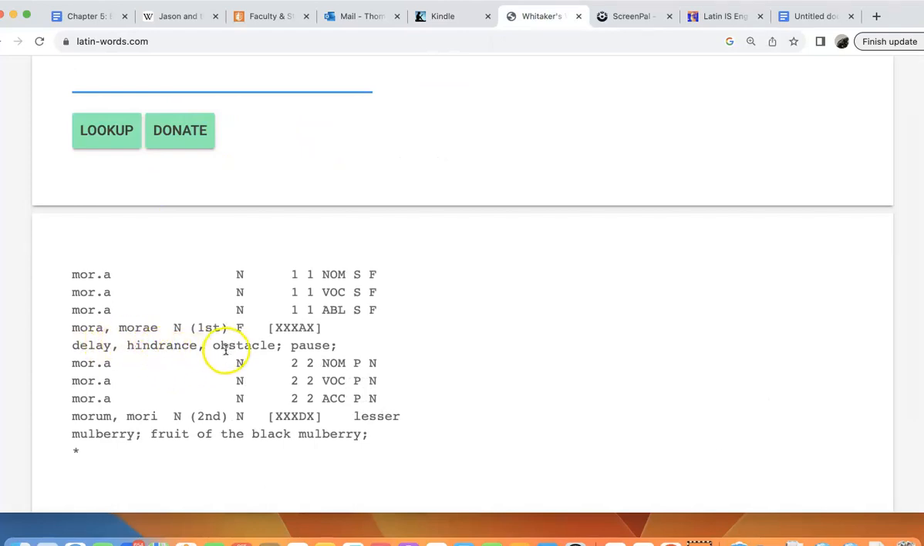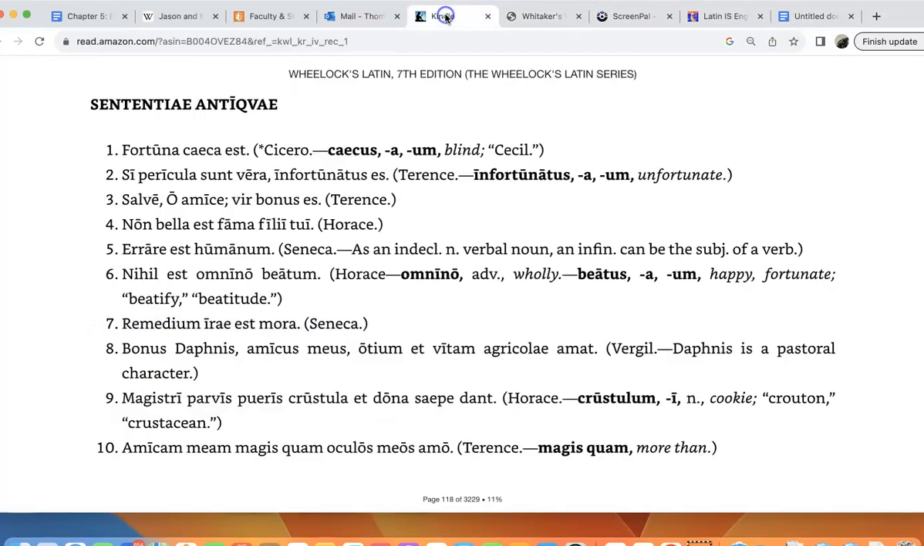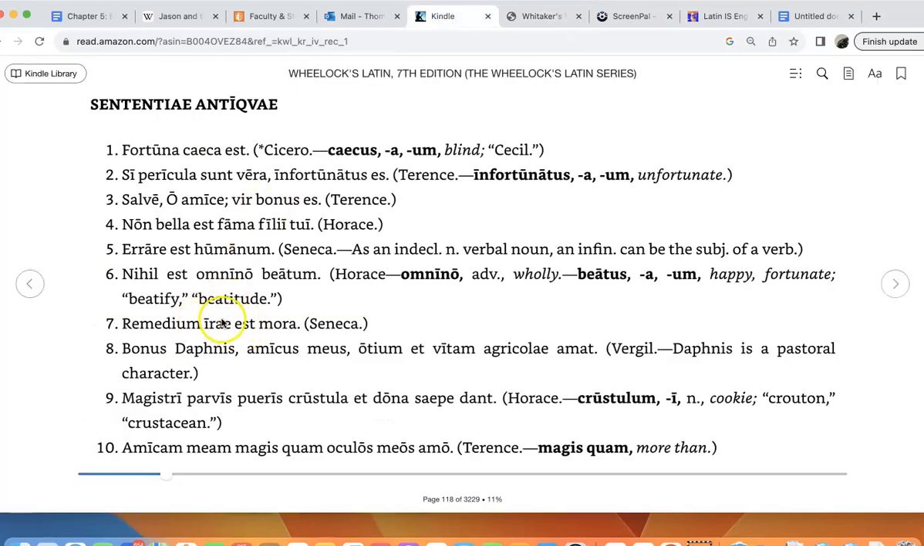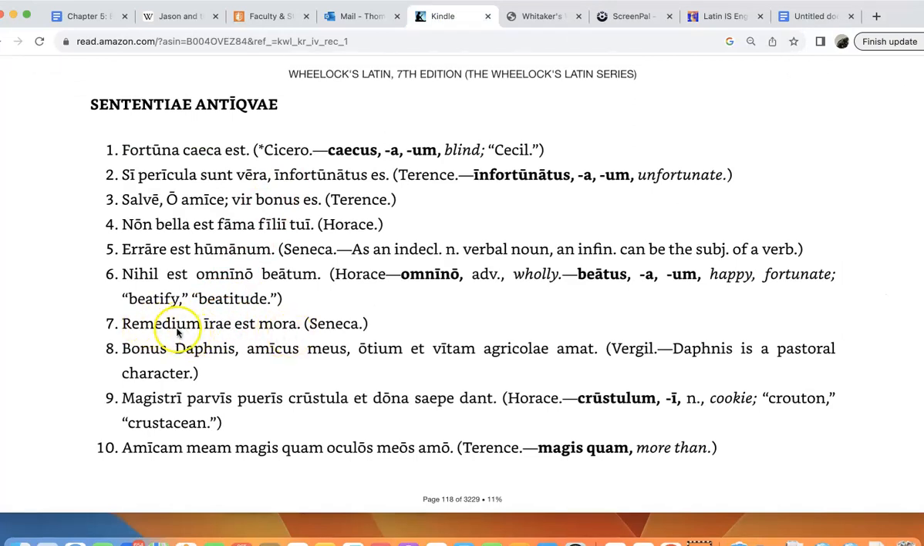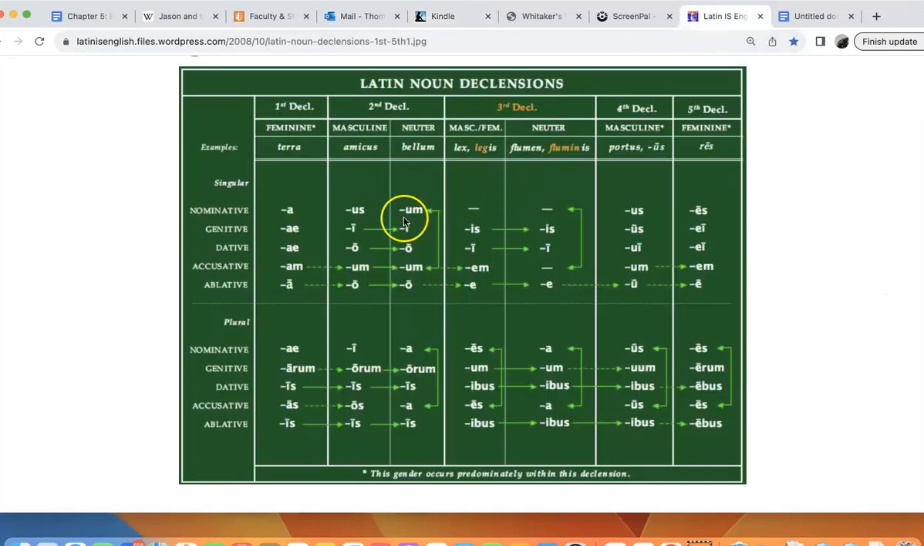Mora, delay, hindrance, obstacle, pause. That's where we get the word moratorium in English. So I'm going to go with, the remedy of anger is delay. Keep it literal. Now, remedy is neuter. So that's why it ends in um. Of anger, irai ends in AE. So here's a good one. So, remedium irai est mora.